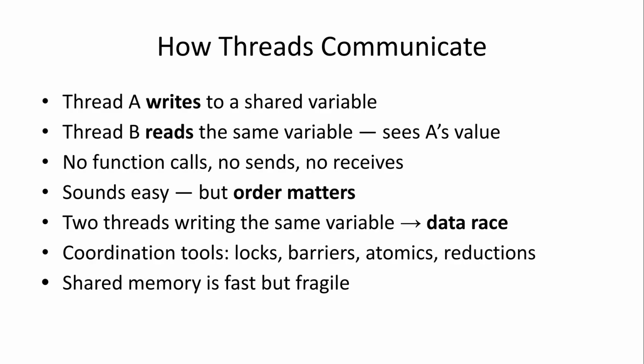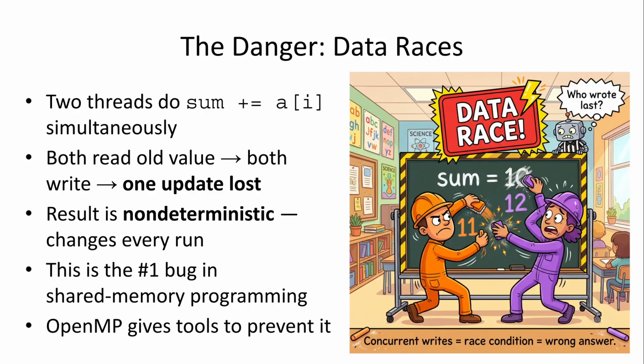To solve this problem, there are multiple tools to coordinate among the multiple threads: locks, barriers, atomic operations, or reductions. We can use these tools to solve such issues. So in summary, shared memory is very fast, but you have to be very careful when you are writing such code on shared memory machines. So what is the problem here? As you can see, you have a variable called sum, and both these threads are trying to increment that value using their own sum value.